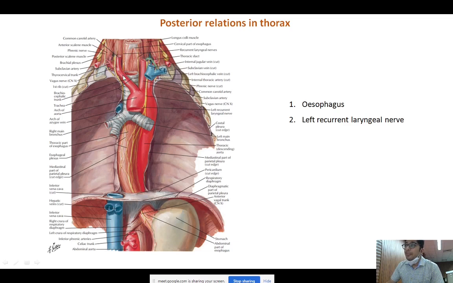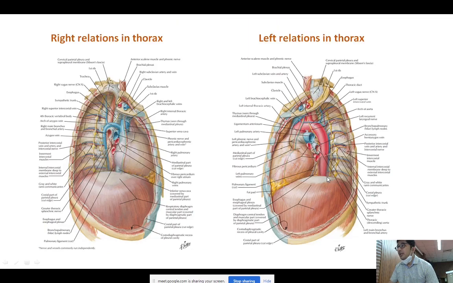On the right side, it winds around the subclavian, so it only comes into relation with the trachea in the neck part, in the posterior relation. But on the left side, the vagus goes down, then it gives the recurrent laryngeal nerve which winds around the arch of aorta. That's why it comes into the picture in the thoracic relations of the trachea. So in the thoracic part, the esophagus and the left recurrent laryngeal nerve are the relations.